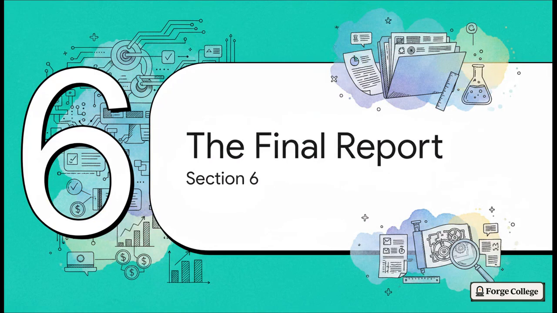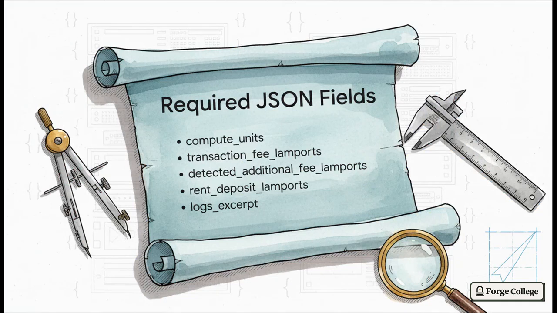Almost at the finish line, Section 6, Reviewing the Final Report. For our script to actually be useful, it needs to output a clean, standardized JSON object for every single test. We're going to need a few specific things: the raw compute units, the transaction fee lamports, the detected additional fee lamports totally isolated out, the rent deposit lamports shown completely separately, and finally a logs excerpt just for a quick sanity check. Doing this turns a basic, simple script into an incredibly powerful optimization tool.